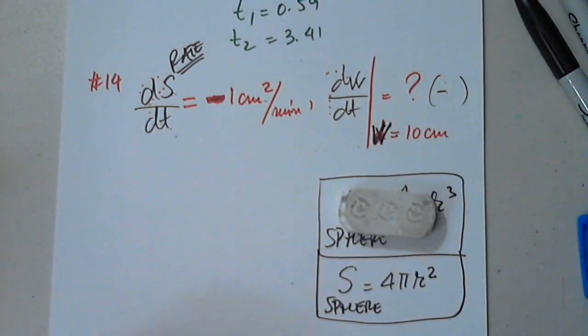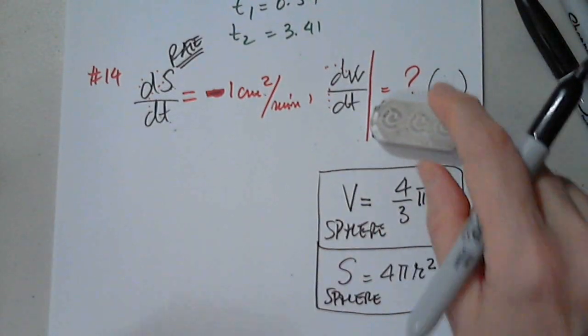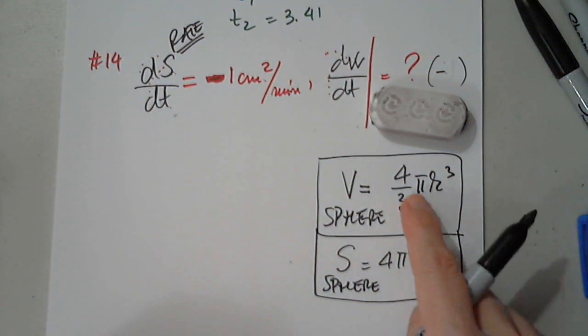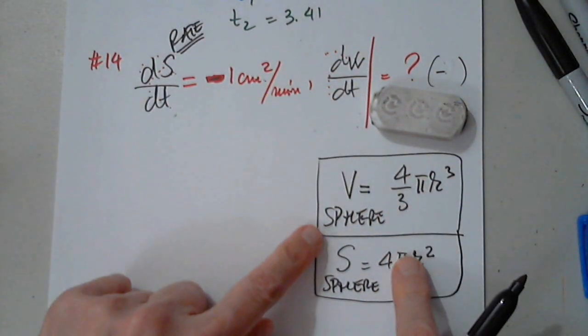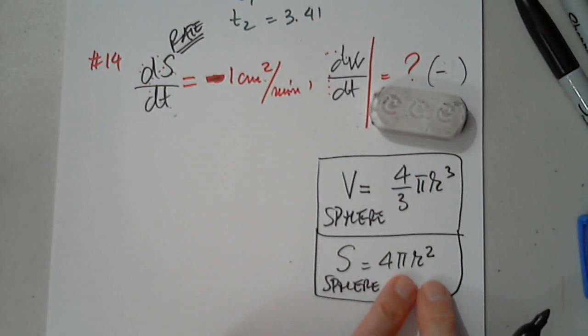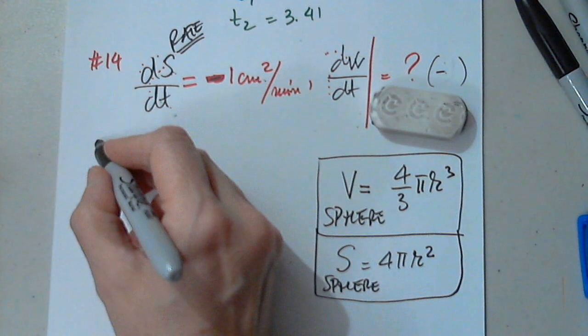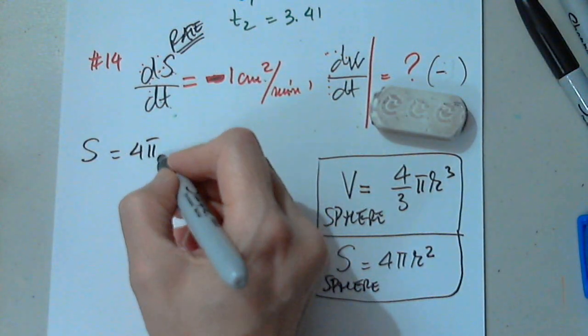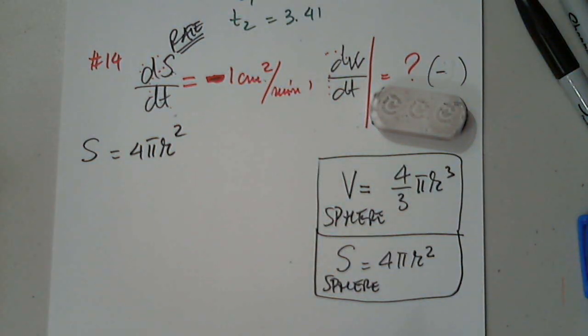So of course I don't need this, but I wanted to show you how I remember it. Very easy from differentiating the volume of a sphere. Once you differentiate, you simplify the 3 and you get this. So that's my starting point. So S equals 4 pi r squared.